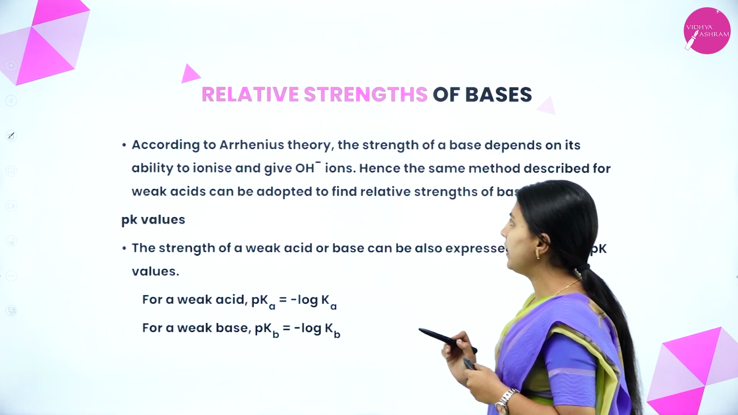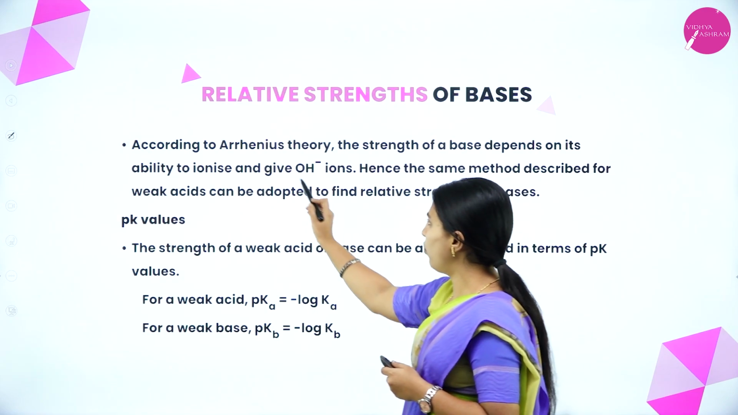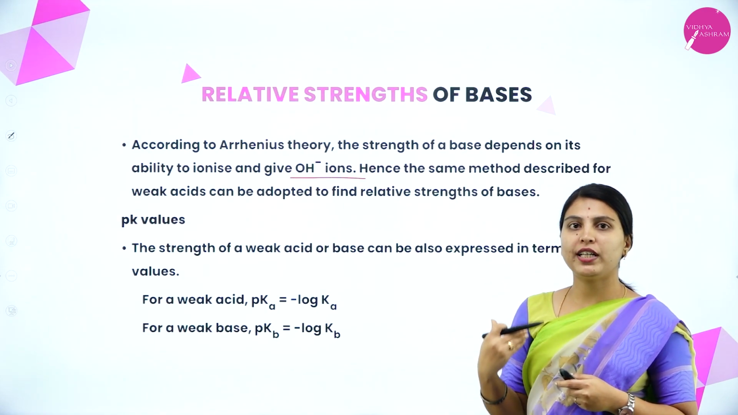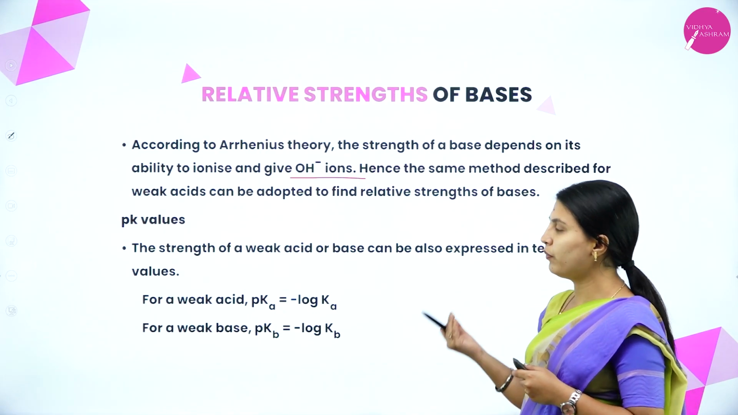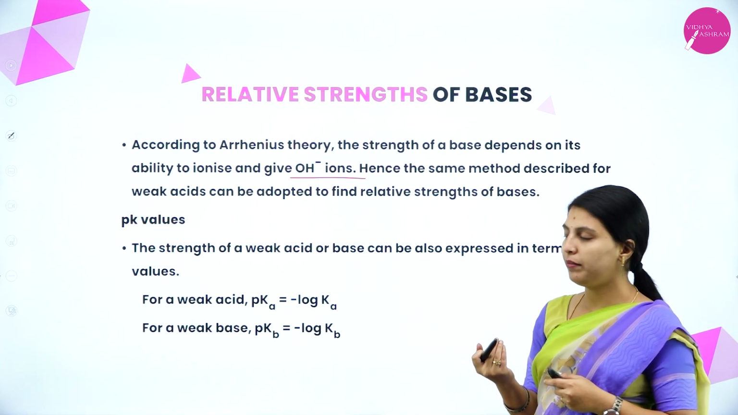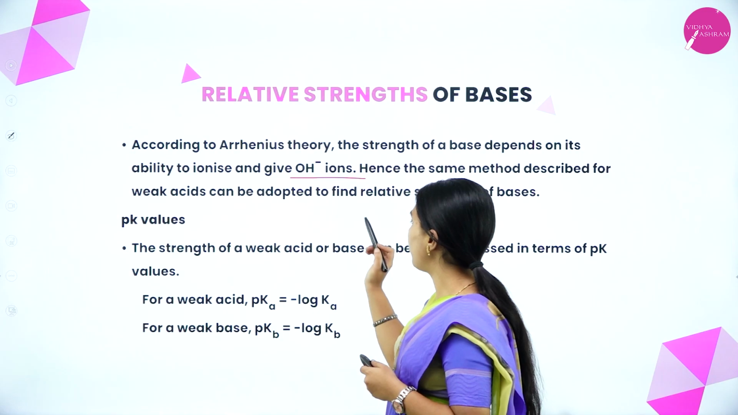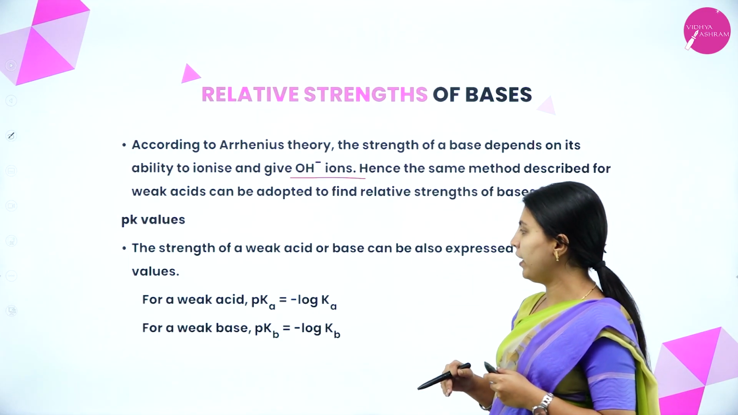According to Arrhenius' theory, the strength of a base depends on its ability to ionize and give OH minus ions. According to Arrhenius' concept, the solution which liberates more OH minus ions will be considered a strong base. Hence, the same method described for weak acids can be adopted to find the relative strength of bases. Same values we have taken.